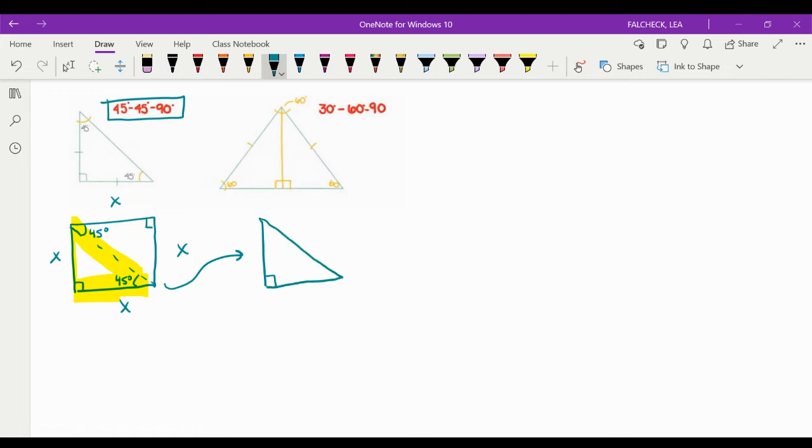This angle is still 90. This side length is still x. This side length is still x. This angle is 45 degrees, and this angle is 45 degrees. All right, we've got lots of information about it.